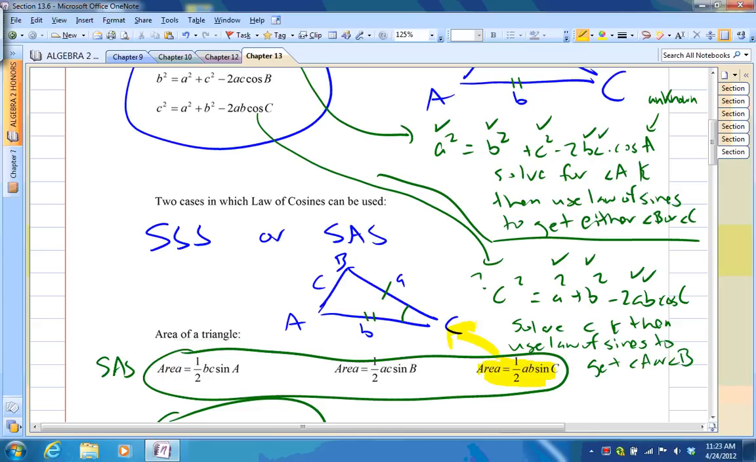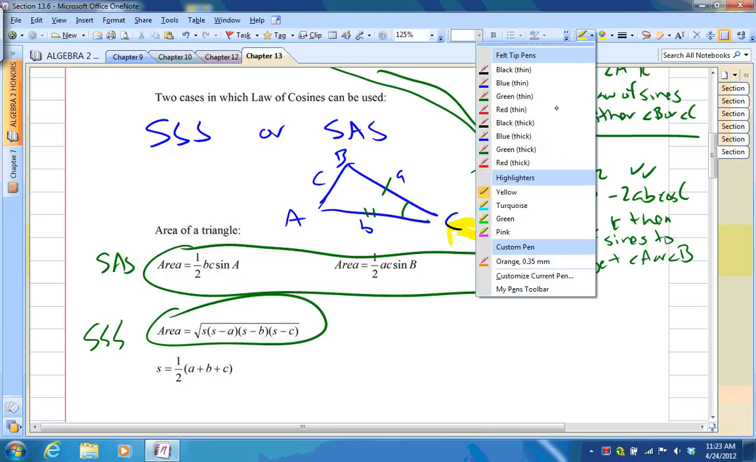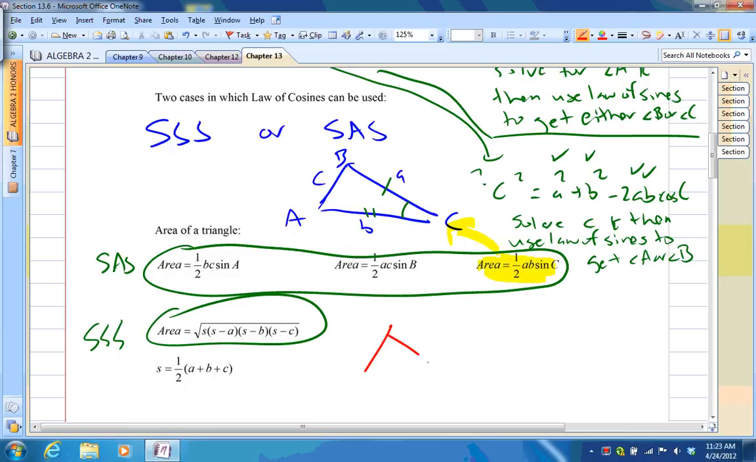So 1/2 ab sine angle C would get you the area for the triangle we just discussed. This one, if you know all three sides, so a, b, c, little a, little b, little c, s is what we call the semi-perimeter, because a plus b plus c is a perimeter, but you're doing 1/2 of it. If you plug it into this formula right above, square root of s times s minus a times s minus b times s minus c, you can find the area of a triangle that way as well.